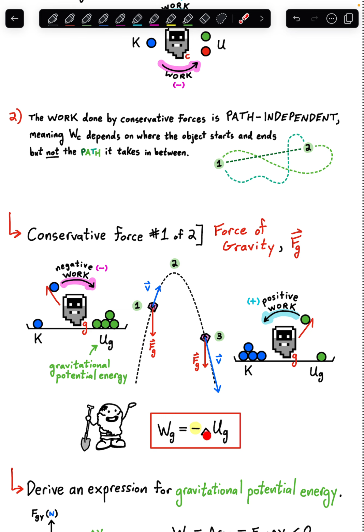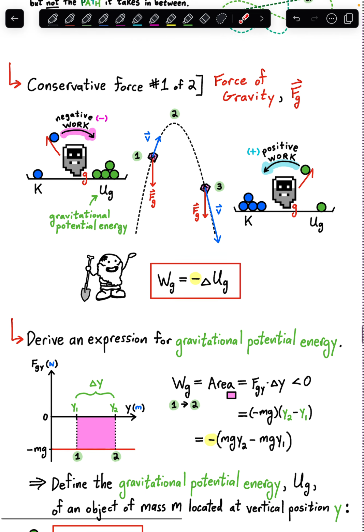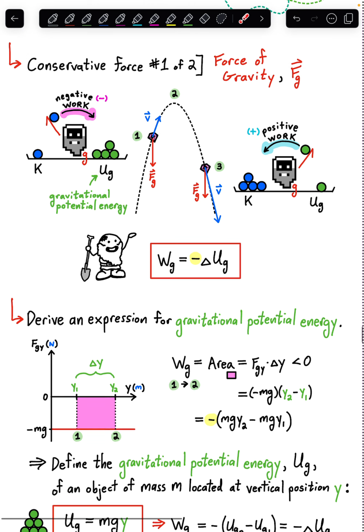So when delta UG is negative, we need a minus sign out here to multiply it so we get a positive work. So the work done is always the opposite of the change in UG. Negative work corresponds to UG increasing, positive work corresponds to UG decreasing. So let's use this idea to now derive an algebraic expression for UG, for gravitational potential energy.